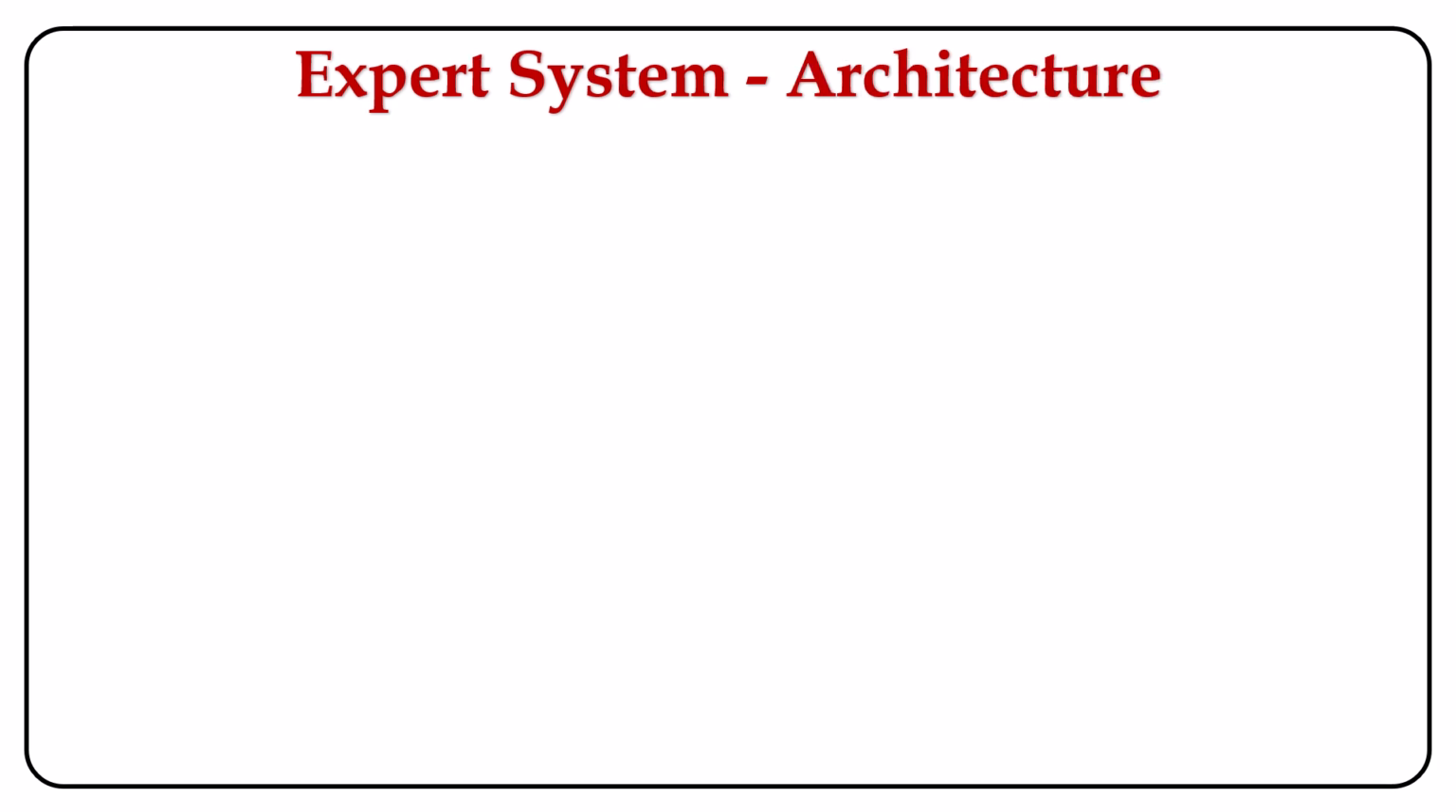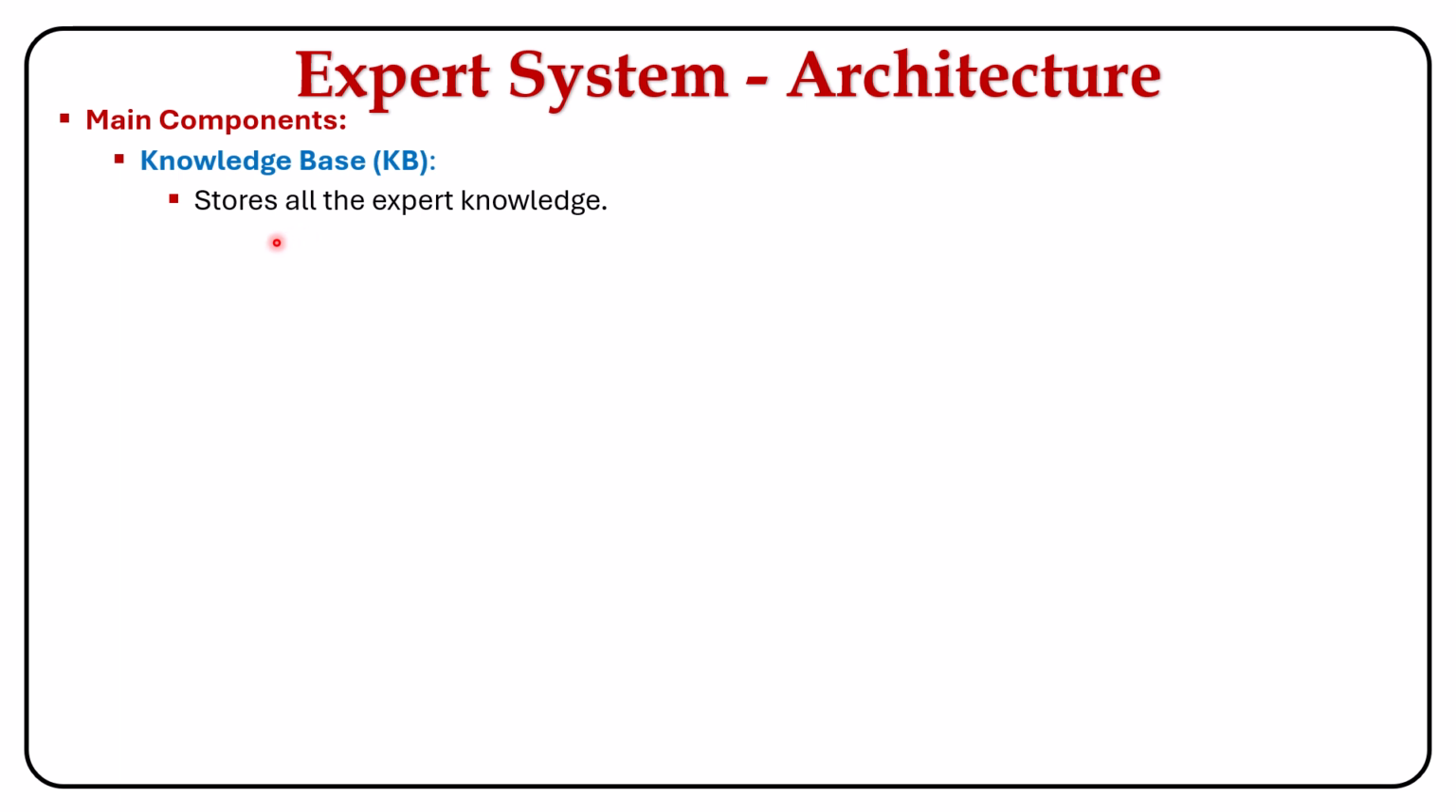Now let's explore the architecture of expert systems. There are two main components. First comes the knowledge base. It is mainly used to store all the expert knowledge.